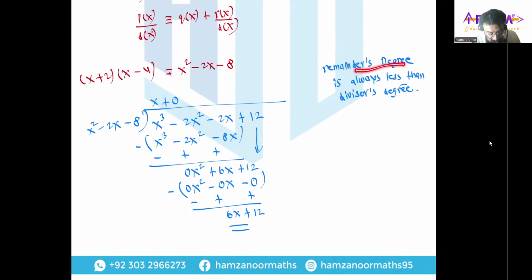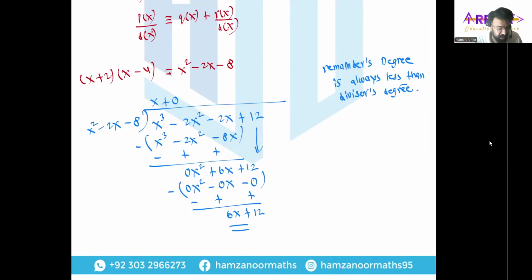Alright, the remainder's degree is always less than the divisor's degree. As the divisor is a quadratic polynomial, the remainder can be a linear expression as well, or a constant term as well. As you have seen, the remainder is coming out to be linear, so you are going to stop there.